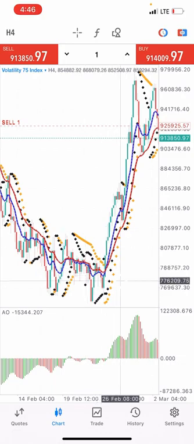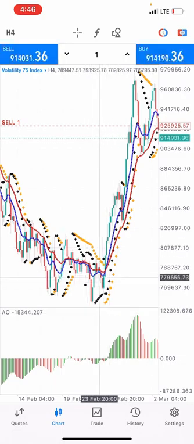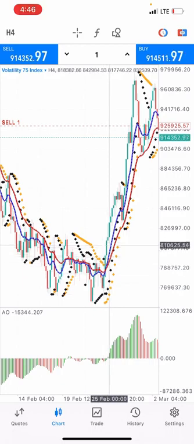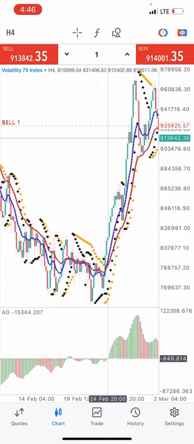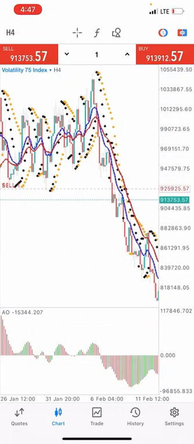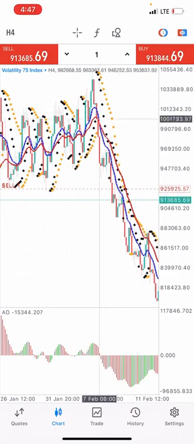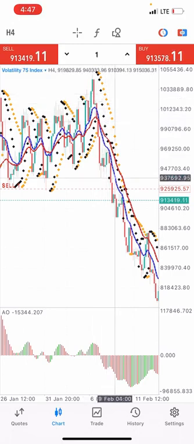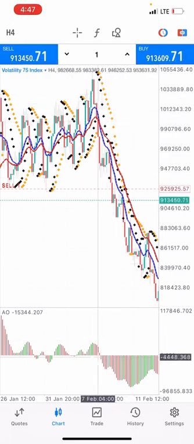Guys, using this strategy to place a buy, you wait for the blue moving average to cross above the red line, the black above the yellow, and the awesome oscillator to move above the zero level. It gives you a buy. To get a sell, you wait for the red moving average to cross above the blue, the yellow above the black parabolic SAR, and the awesome oscillator to be below the zero level.